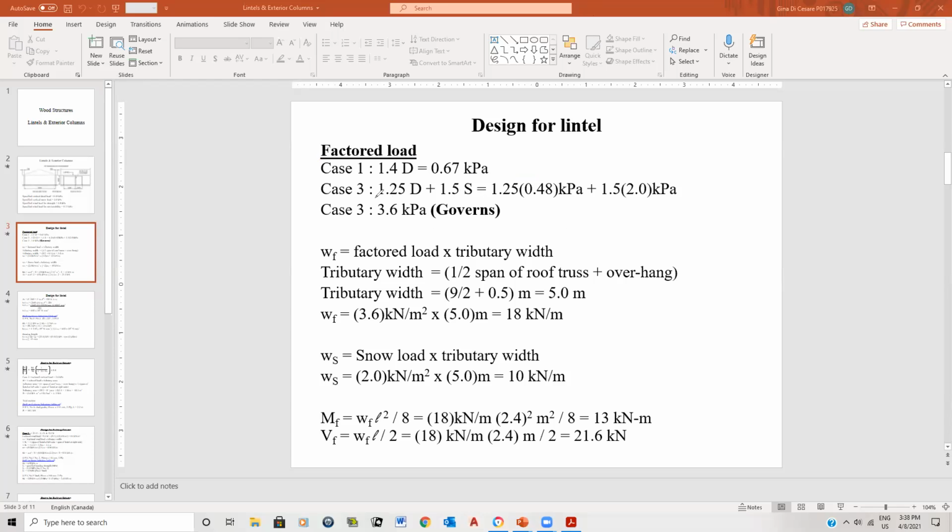Okay, so now case number 3. Here, case number 3 is the snow load as the principal load and the wind load as the companion load. Oh, sorry, we're designing the lintels, we're not looking at the column here. I apologize. So you're trying to determine the gravity load, and of course, case number 3 is the one that's going to give you the higher gravity load versus case number 4. I won't even bother with case number 4 for the gravity loads.